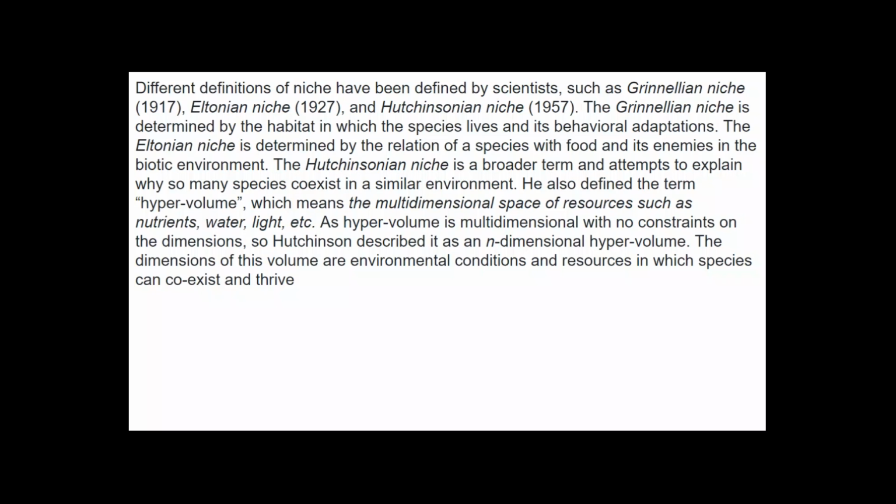He also defined the term hypervolume, which means a multi-dimensional space of resources such as nutrients, water, light, and so on. So, when you look at a niche volume, since it contains many different abiotic factors, you form a hypervolume. And the hypervolume is multi-dimensional with no constraints on the dimensions. So Hutchinson described it as an n-dimensional hypervolume. The dimensions of this volume are environmental conditions and resources in which species can coexist and thrive.